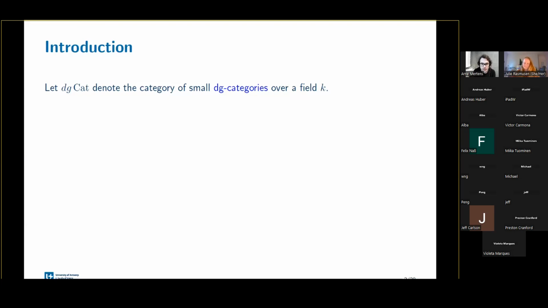which are DG categories, so categories enriched in chain complexes. And we denote DG-cat for the category over some field, and this field K will be fixed throughout the talk. So this is a homotopy seminar, so I'm sure you're probably aware that DG categories are in a way too strict from a homotopical point of view.